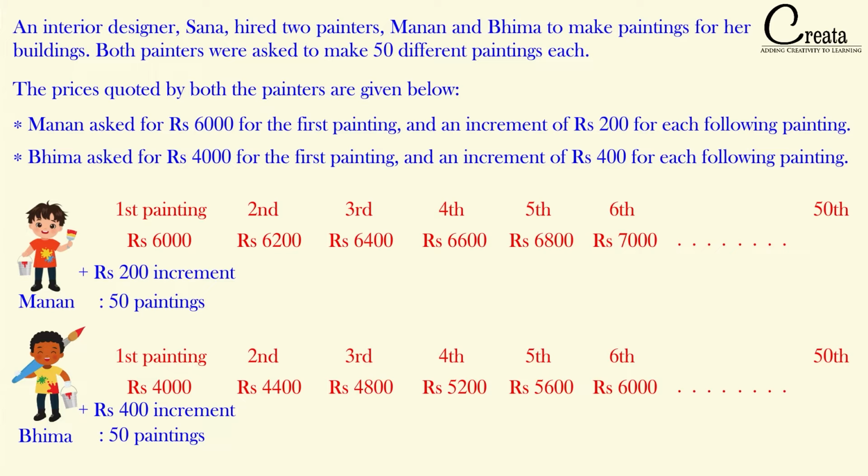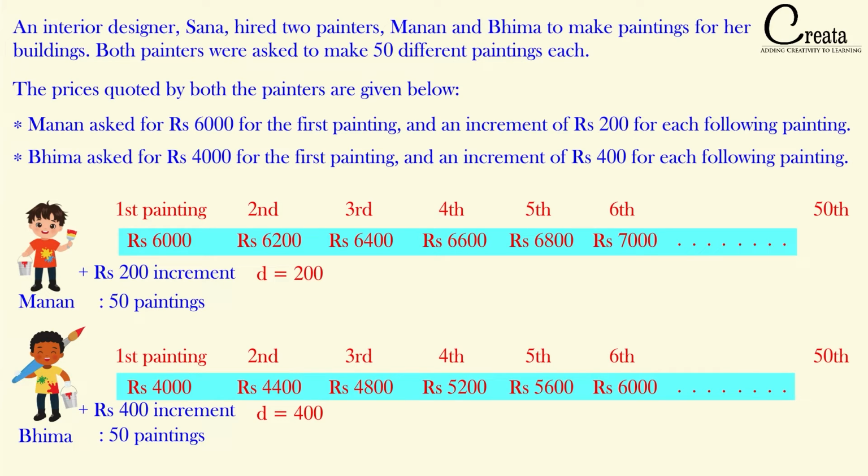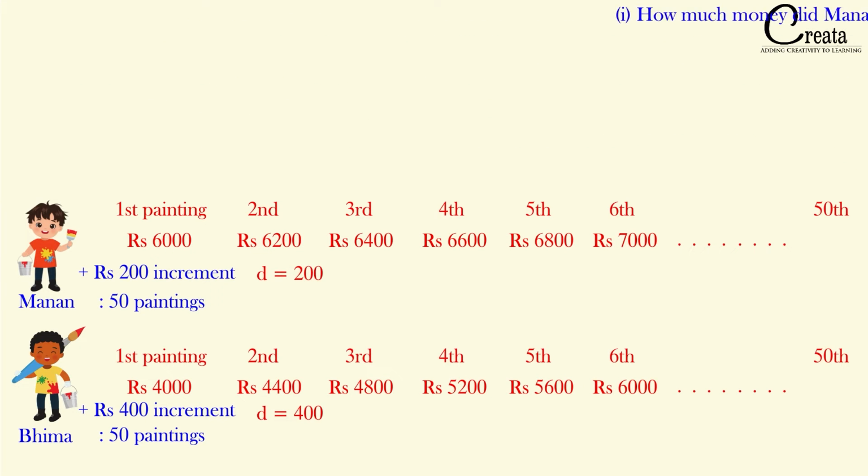Like in the case of Manan, the arithmetic progression series formed is 6,000, 6,200, 6,400. In this series, the difference is 200. So this is an arithmetic progression series or AP series with a difference of rupees 200. Similarly, in case of Bhima, it is also an arithmetic progression series with a difference of 400. So basically, these are the two arithmetic progressions on which the various questions are asked. Let's take the questions one by one. Let's go to the first part.